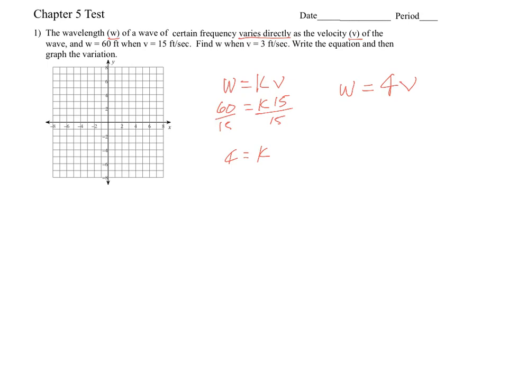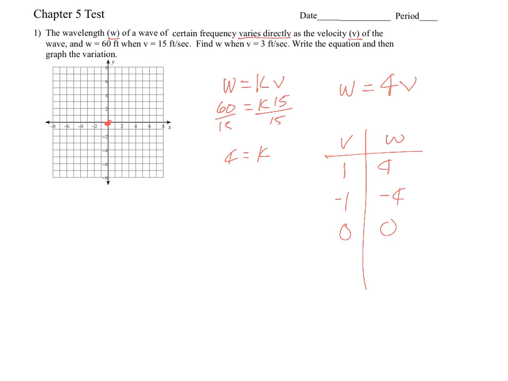So we would be getting v and W. We know that when v is 1, W is 4. When v is negative 1, W is negative 4. Is that enough points to go? Yes, because when it's 0, it's 0. So we get our first point, 0, 0. Remember, direct variation is going to be a line through the origin.